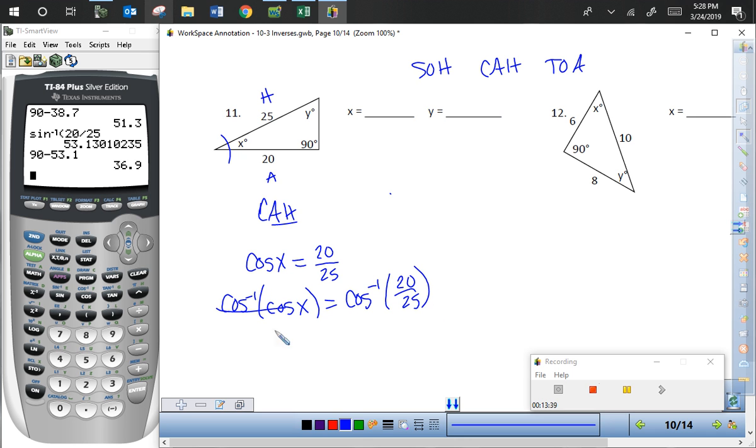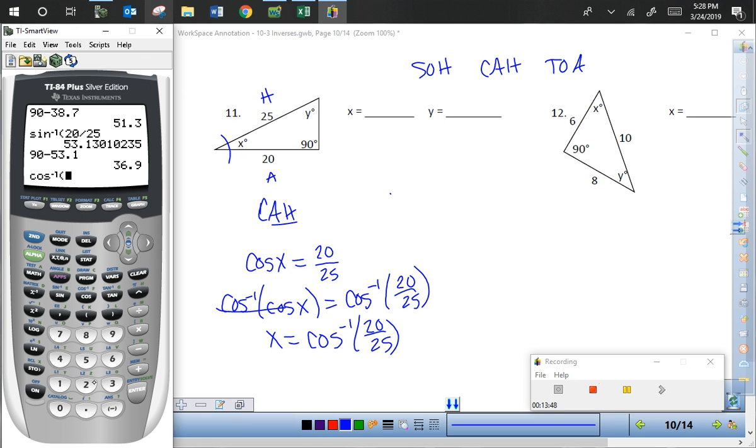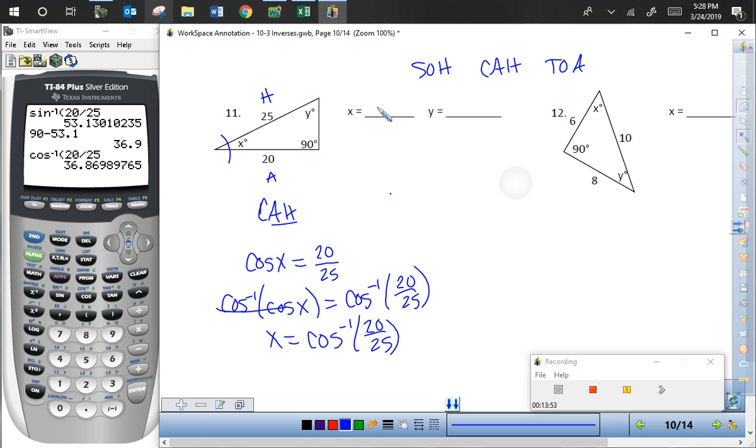On the left, they cancel, and x is the inverse cosine of 20 over 25. We get 36.9. And then we've got 90 minus that 36.9 to give us 53.1 degrees. Now, you'll notice these numbers here are a little bit familiar.